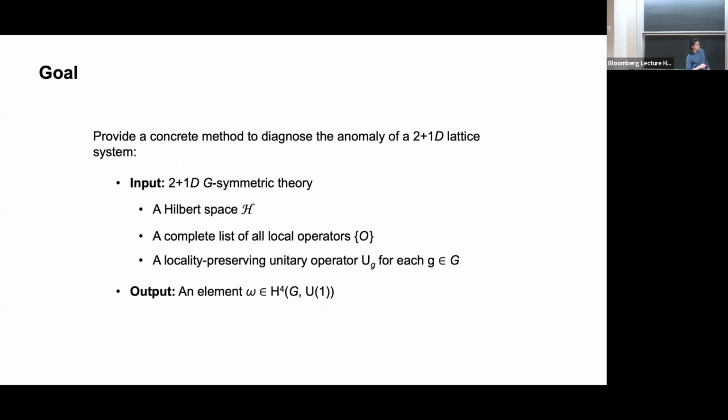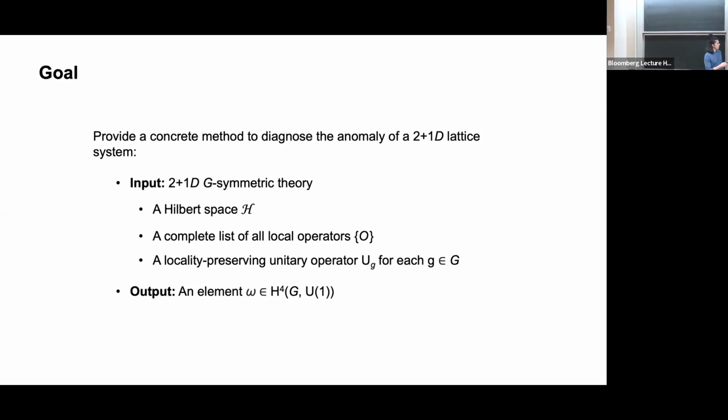So the goal of this talk is to provide methods in 2+1d for similarly diagnosing 't Hooft anomalies in lattice systems. What I mean by this is, if you give me some 2+1d G-symmetric theory as the input, then the output of the method should be a cohomology class belonging to the cohomology group H^4(G, U(1)).